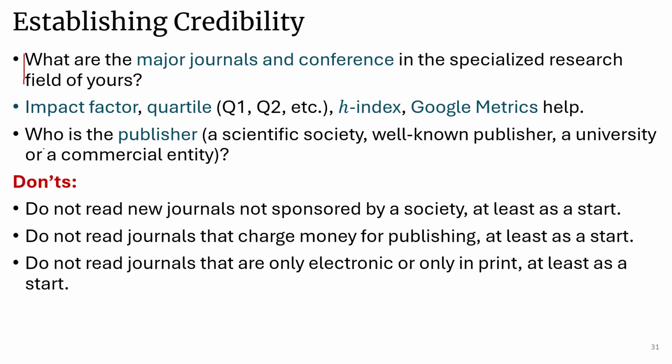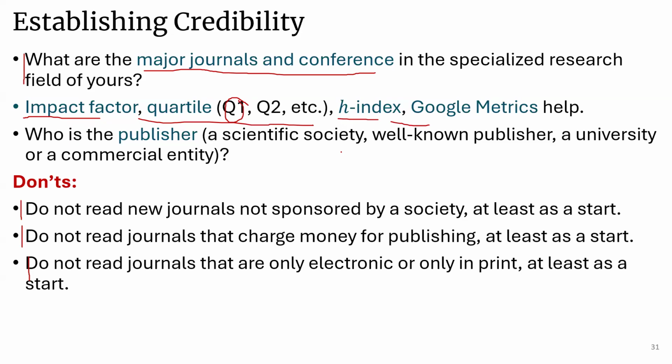So, do not read new journals or journals not sponsored by a society, at least at the start. Do not read journals that charge money for publishing, at least at the start. Do not read journals that are only electronic or print, at least as a start. So be careful about these metrics. So what are the major journals and conferences specialized in your area? We have to know about the impact factor, the quartile. Hopefully the quartile of the journal is Q1, H index, Google metrics, and so on.